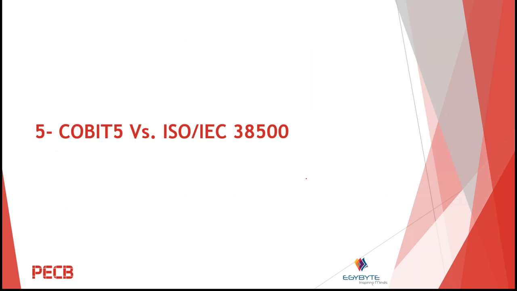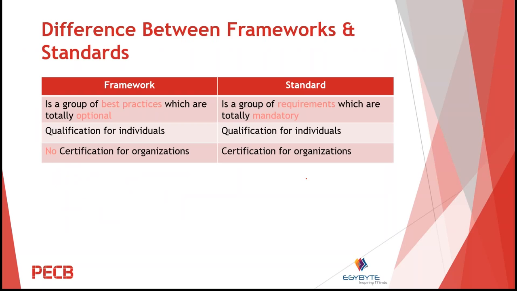We are moving to COBIT5 versus ISO IEC 38500. We should understand first, what is the difference between a framework and a standard? A framework is a group of best practices which are totally optional, like COBIT5. In COBIT5, we have an implementation lifecycle methodology, 37 processes, 5 principles, 7 enablers, and you can choose whatever you like and implement. It's totally optional. A standard is a group of requirements which are totally mandatory. So if you would like to have a certification for your organization in a specific standard, your organization should implement all the requirements this standard requires.